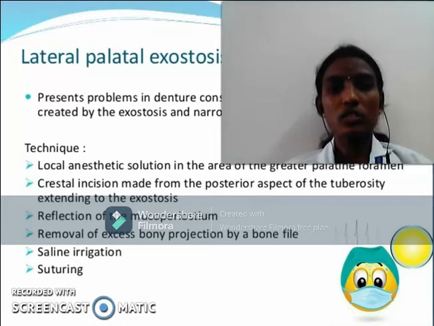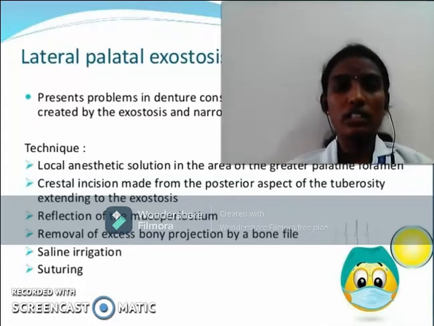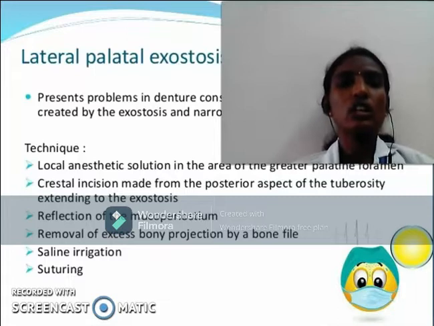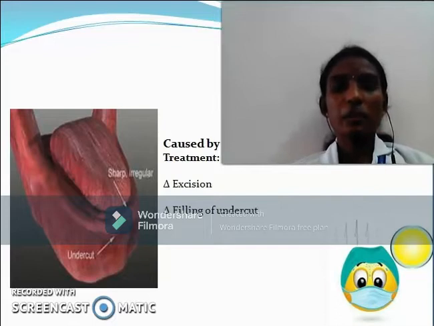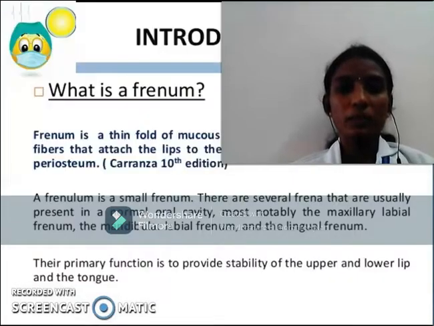Lateral palatal exostosis presents a problem in denture construction because of the undercut created by the exostosis and narrowing of the palatal valve. The technique: local anesthetic solution is injected at the greater palatal foramen. A crestal incision is made in the posterior aspect of the tuberosity extending to the exostosis. The mucoperiosteum is reflected, the excess bony undercut is removed with a bone file, saline irrigation is given and suturing is done. Buccal exostosis is treated with excision or filling of the undercut.